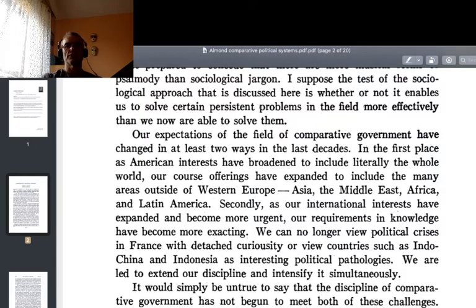Let's read further. "Our expectations of the field of comparative government have changed in at least two ways in the last decades. In the first place, as American interests have broadened to include literally the whole world, our course offerings have expanded to include the many areas outside of Western Europe: Asia, the Middle East, Africa, and Latin America. Secondly, as our international interests have expanded and become more urgent, our requirements in knowledge have become more exacting. We can no longer view political crises in France with detached curiosity or view countries such as Indochina and Indonesia as interesting political pathologies. We are led to extend our discipline and intensify it simultaneously."